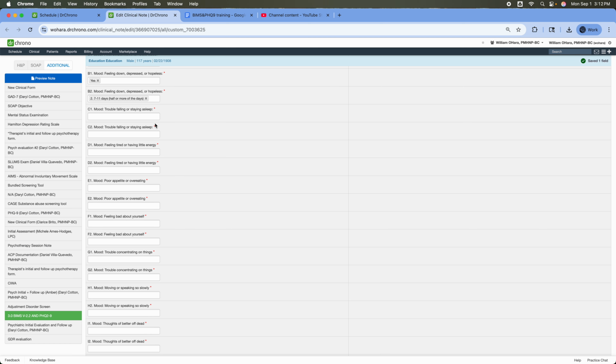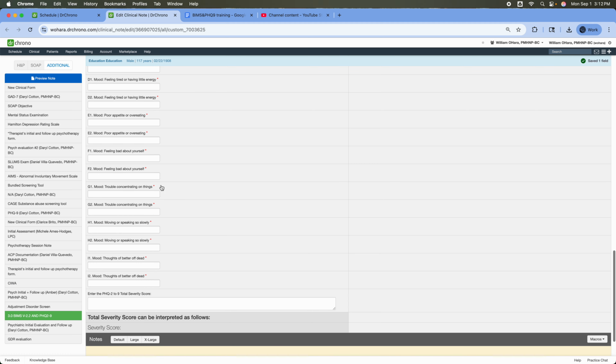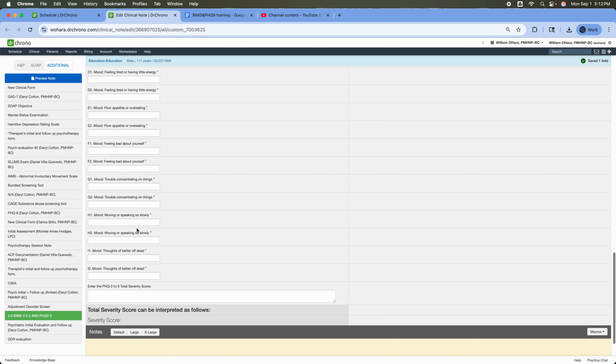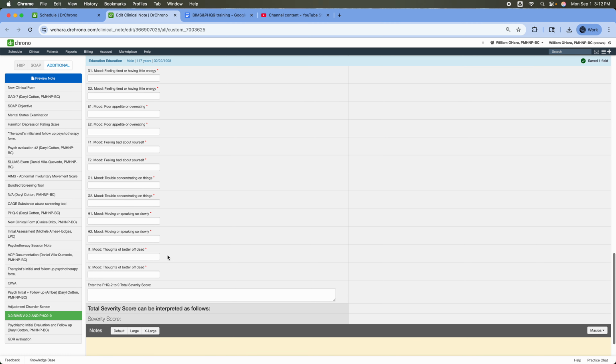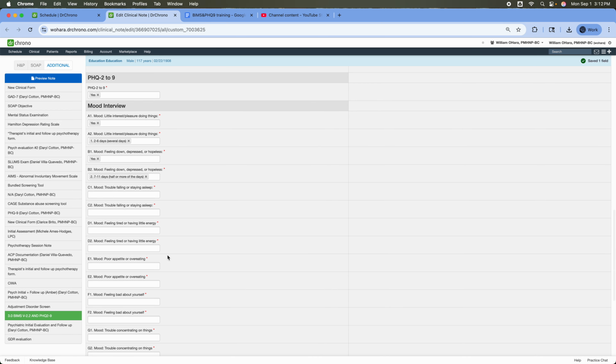So the patient could have difficulty sleeping, they could have little energy, they could be overeating, they could feel bad about themselves, they could not be concentrating, they can speak slowly, and they could think they're better off dead. But the PHQ 2 to 9 will show not able to complete and not basically qualify for depression.